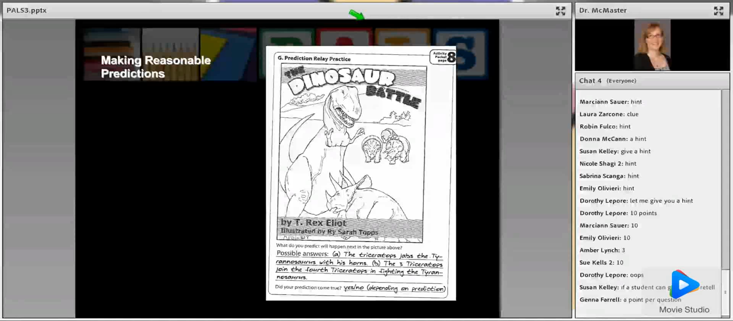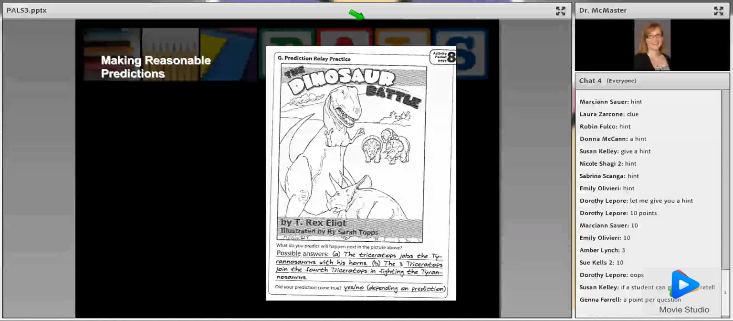Or you could predict that the 3 Triceratops in the background are going to join the 4th Triceratops in fighting the T-Rex. So that would be another reasonable prediction. They're there in the picture. And so that's just to help students understand what it means to make a prediction about the very next thing that's going to happen in the text.